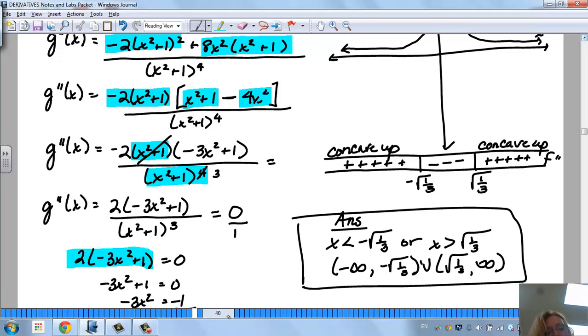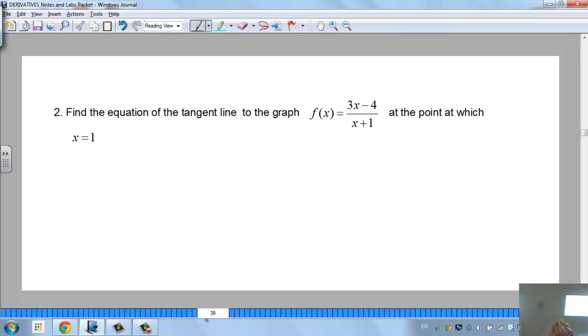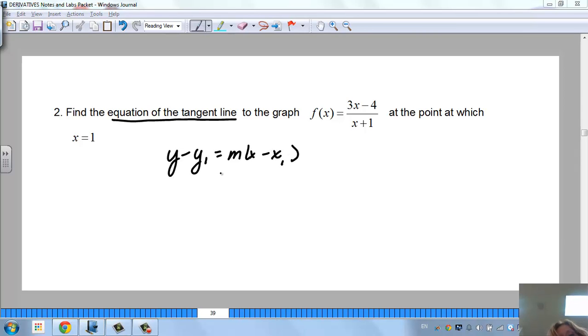Okay, let's look at one more. It says find the equation of the tangent line to the graph f of x. This is another quotient rule, and we're looking for the equation of the tangent line. So the first thing I think of when I do this is y minus y1 equals m times x minus x1. So what do I need? Well, I need a point and I need the slope, and the slope is going to be the first derivative. So basically we're going to find the first derivative.